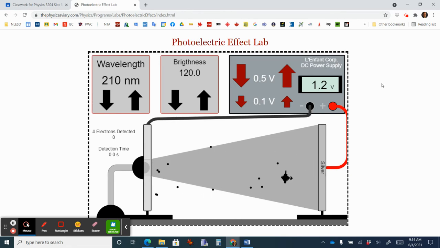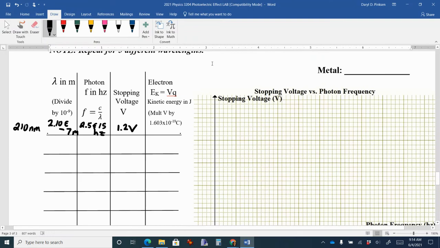So this is an indirect way for us to measure the electrons' kinetic energy. We can't measure their speed. It's almost impossible. But we can use a voltage to determine their speed indirectly. So now we're going to get their kinetic energy.